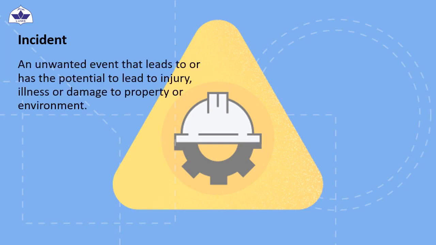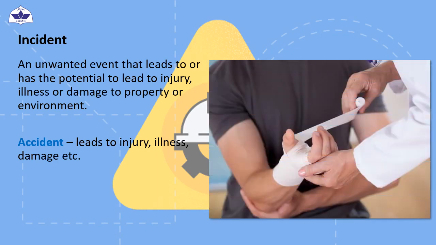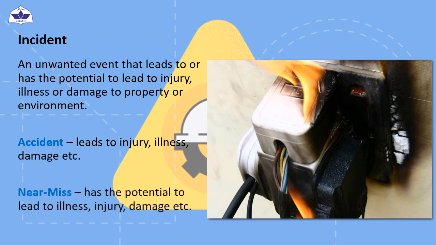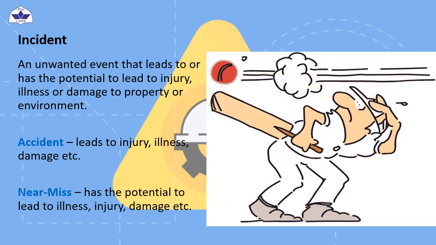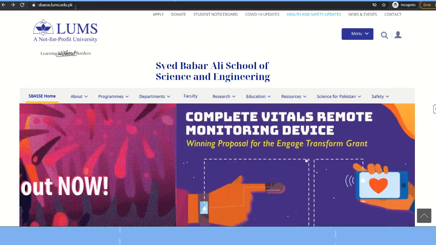Incident: an unwanted event that leads to injury or damage. That is called an incident, and it can be further divided into accident. An accident is something that leads to damage or injury, for example any injury, any first aid case, any major injury, or any equipment damage, like overheating of a multi-plug that can lead to fire. And then near miss. A near miss is near to an accident. For example, this picture shows that it was near to an accident. What a mess, right?